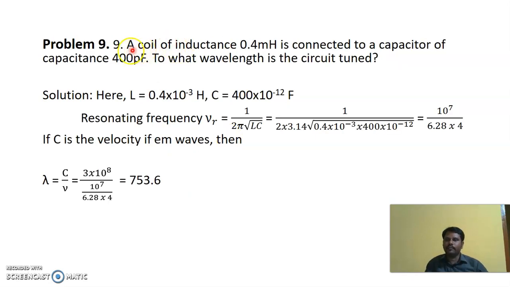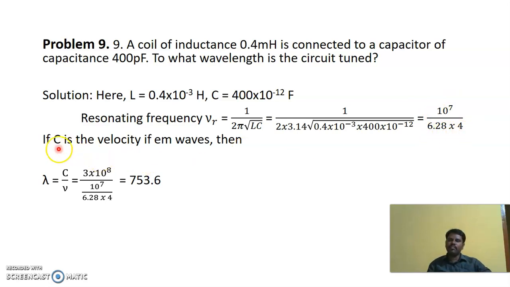Problem number 9. A coil of inductance 0.4 millihenry is connected to a capacitor of 400 picofarad. What is the wavelength to which this circuit is tuned? We know that the resonating frequency is given by nu r is equal to 1 over 2 pi square root of L into C. We know the value of L and the value of C. Substituting in this equation, we will retain the powers as 10 power 7 divided by 6.2 into 4.